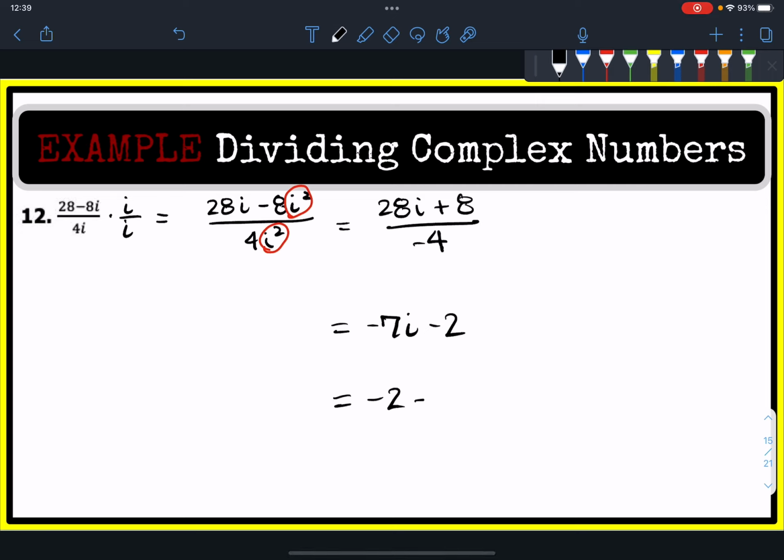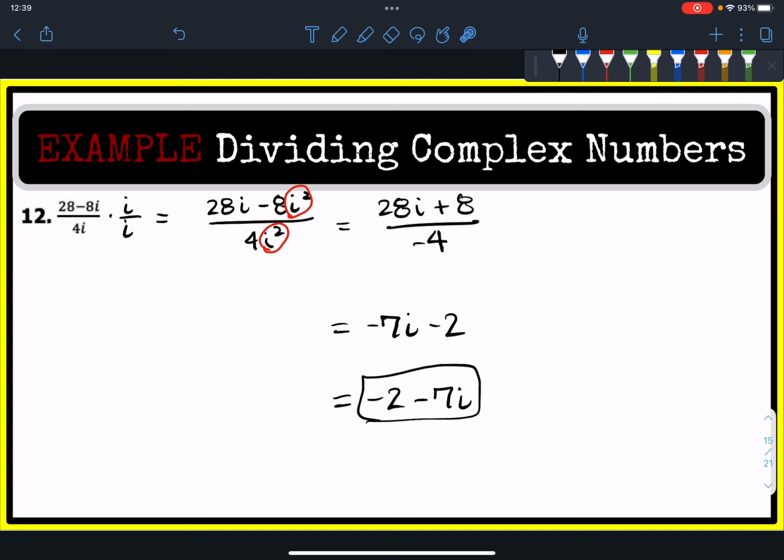The standard form of writing the complex number is to simply switch the two values. So we move the -2 to the front and the -7i to the back, and this would be the answer. This again is still acceptable. This is fine. It's just not written in standard form.